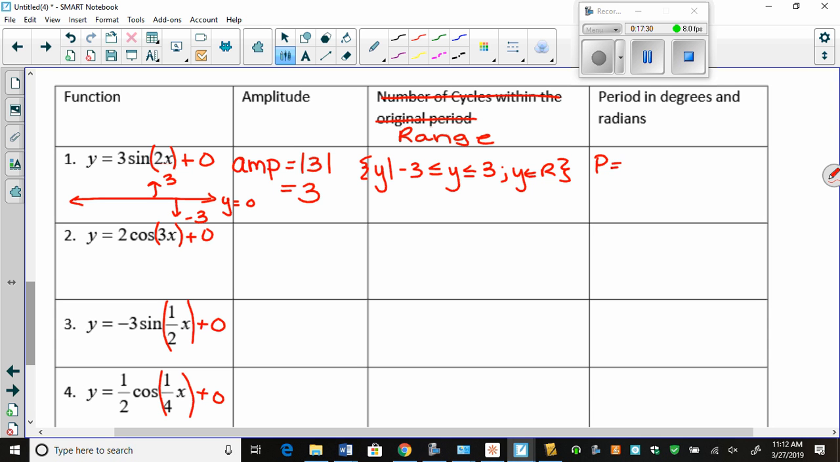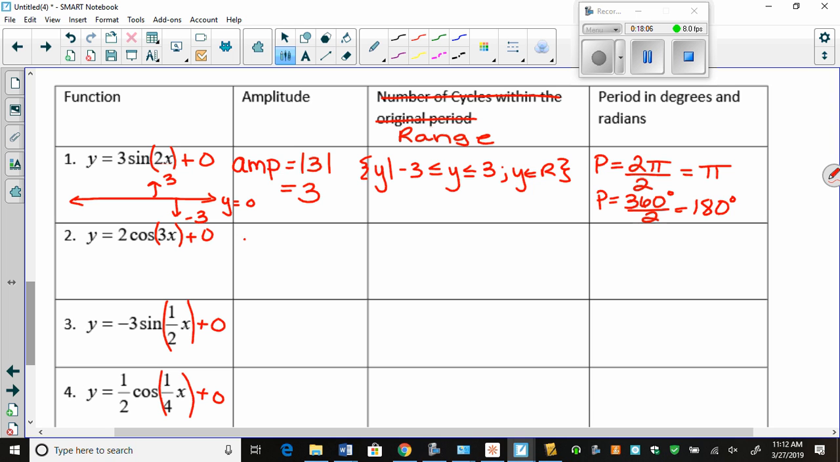The period is 2 pi divided by b, which is 2. So this one happens in pi. So wait, it's half the time. It was in 2 pi, it's now in pi. How is that possible? It's horizontally stretched by what? 1/2. So it's going to be half the period, which makes sense. So you know you're right. You can check it. So p equals 360 divided by 2. So it's 180 degrees. So it's half the time it's going to repeat itself, which makes sense because I horizontally stretched it by 1/2 of what it was originally.